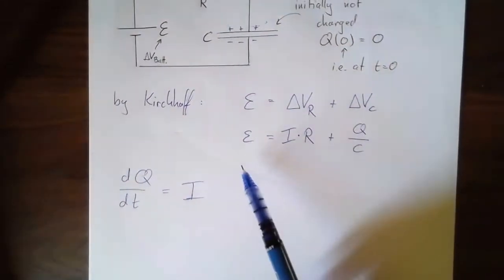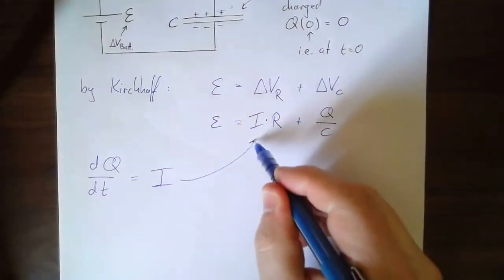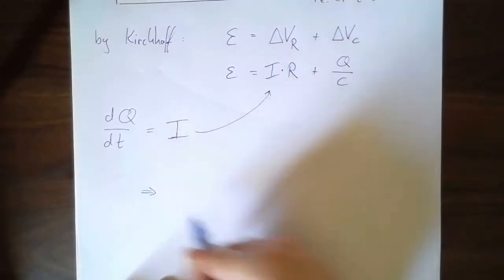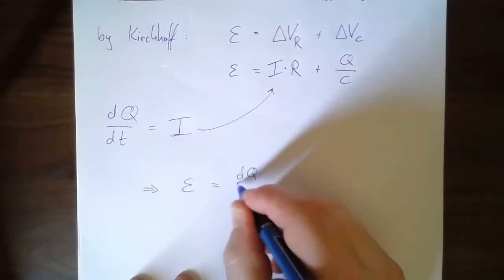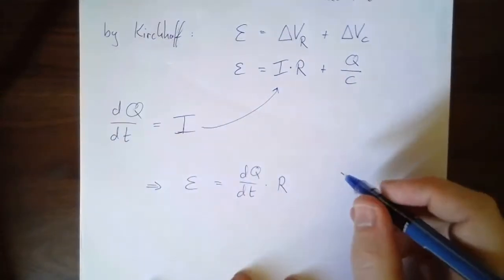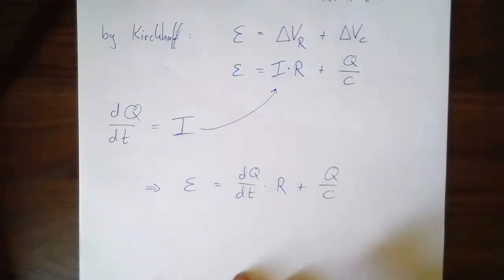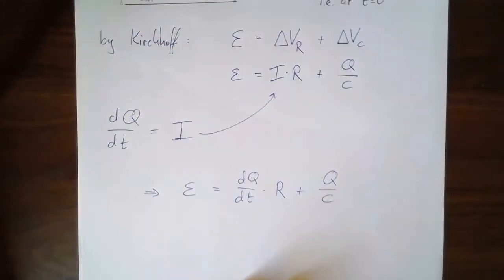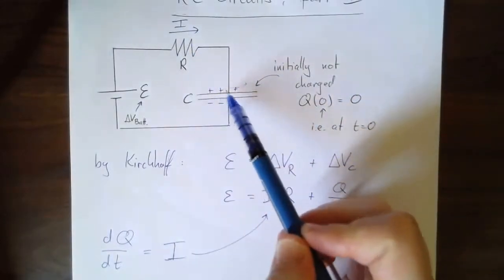So let's put the pieces together, much like we did before. I'm going to plug this in here. And we're going to find that curly E is equal to the rate of change of charge with time times R plus Q over C. Alright, I've just plugged this into here. This is just Kirchhoff's law, right? And our understanding of what the current does to the charge here.